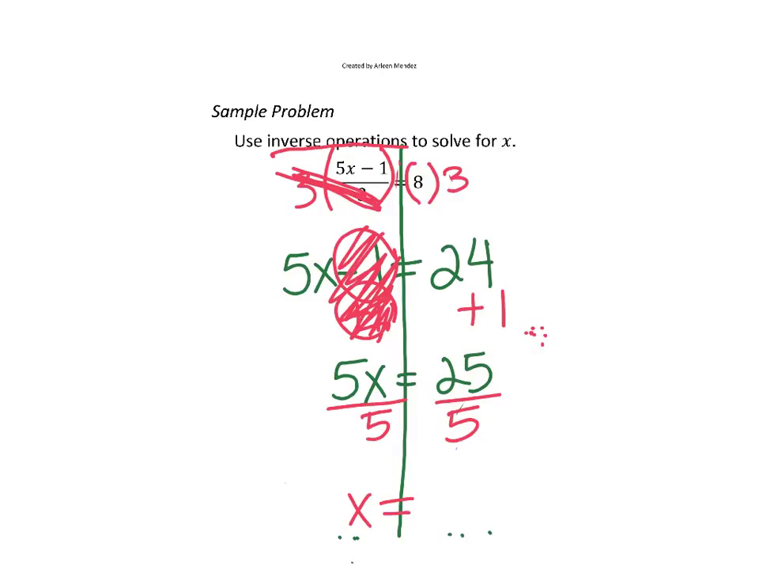Opposite of multiplying by 5 is to divide by 5. We did it to both sides. This cancels out. We're left with just x. 25 divided by 5 equals 5.